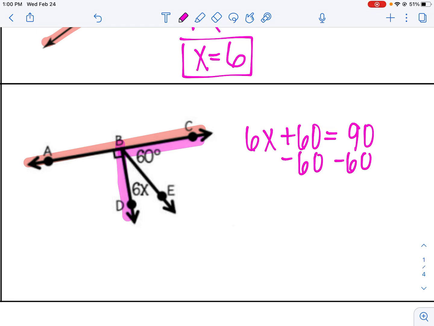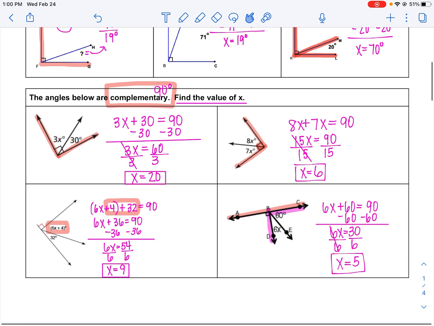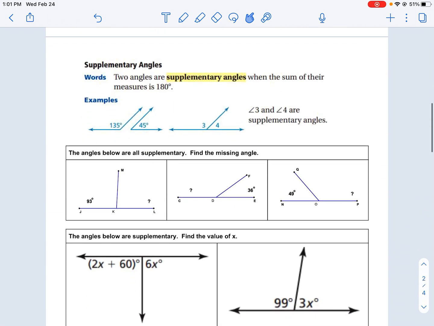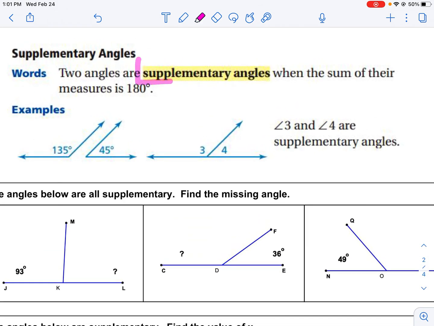I'm going to take 60 away from both sides. 6x equals 30. Divide by 6 so my coefficients go to 1, and x is equal to 5. And that is it for our section on complementary angles that equal 90 degrees. So we're going to move on to section 2, which is all about supplementary angles.